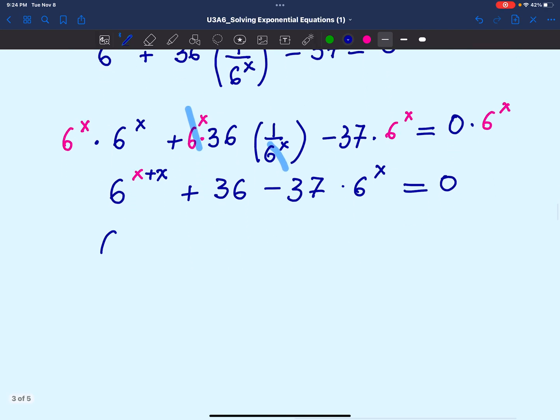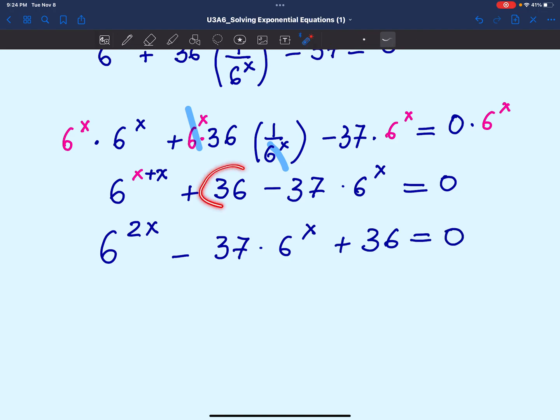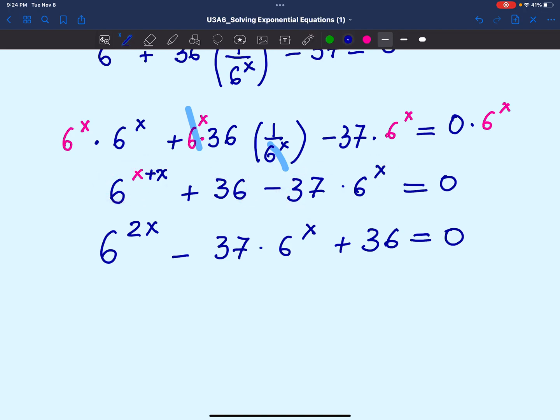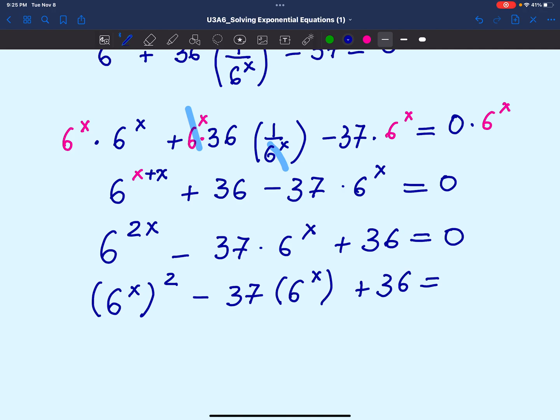So now let's rewrite this. We have 6 to the power of 2x minus 37 times 6 to the power of x plus 36 equals 0. So I reordered the terms and left the constant for last. So you can see here you have one term here, 2 terms, and then 3 terms. So 6 to the power of 2x can be 6 to the power of x squared. And then we have minus 37 times 6 to the power of x plus 36 equals 0.